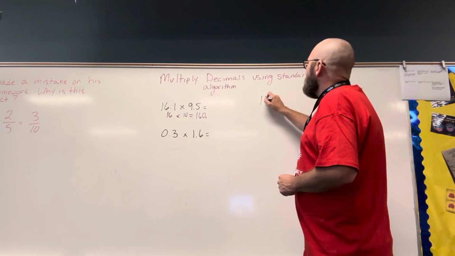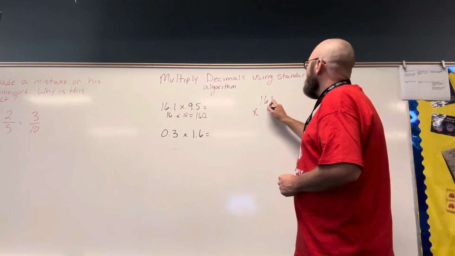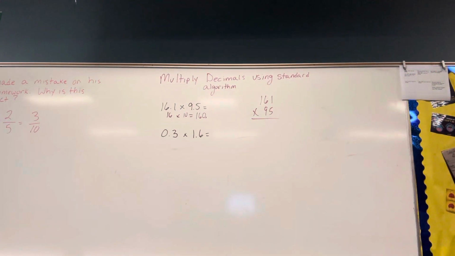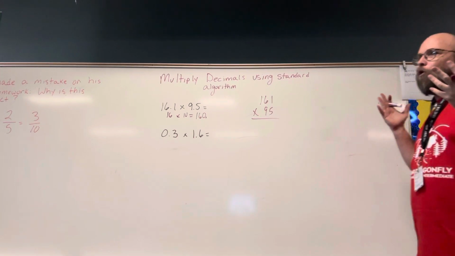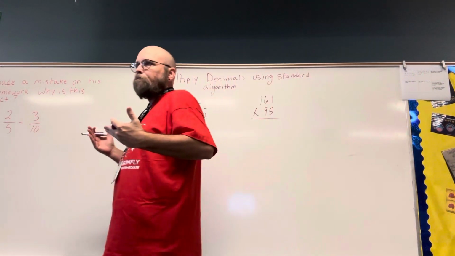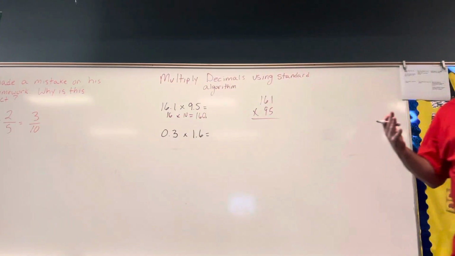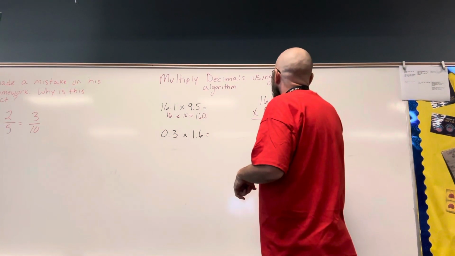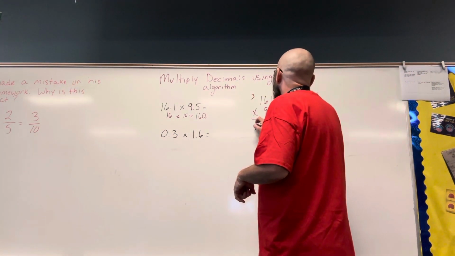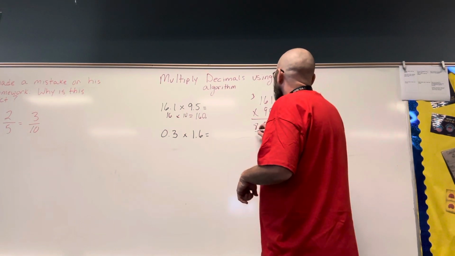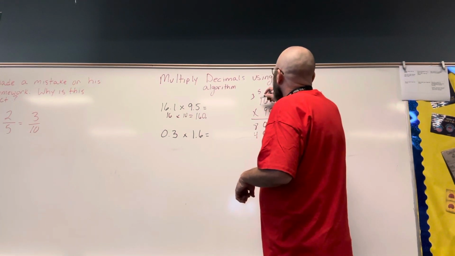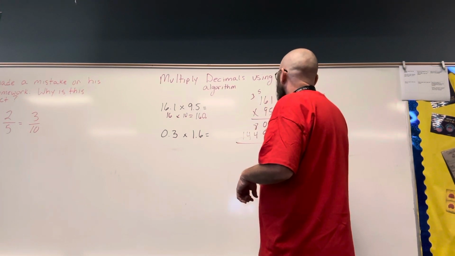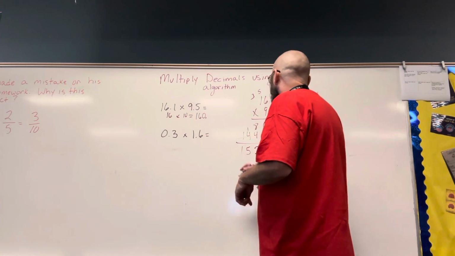So I have to actually do the math. And when I'm doing the math, I don't need to put the decimal point in it until I find the answer. Once I find the answer, then I can put the decimal point in it. 5 times 1, 5 times 6 is 30, and so on through the multiplication.